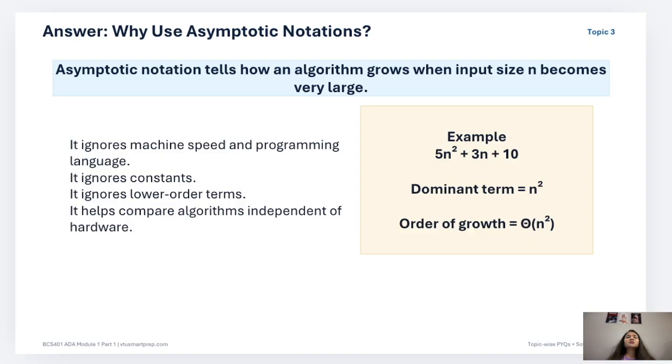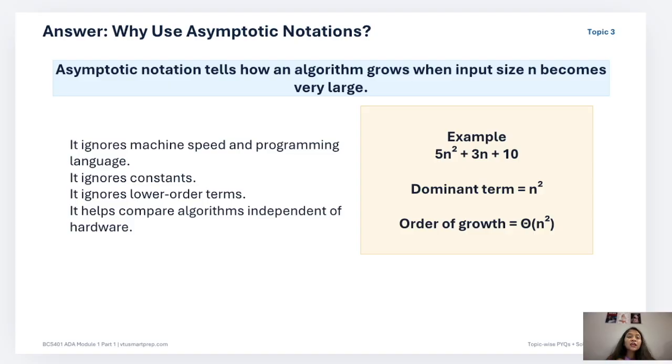So first try to understand what asymptotic notation is trying to tell us. It is trying to tell us how an algorithm is going to grow when the input size, which is n, becomes very large. And the next point: it does not focus on small input values, it is going to focus on large input size. The definition is clear, it is now in your mind, right? Very easy definition. And next, why do we use it?